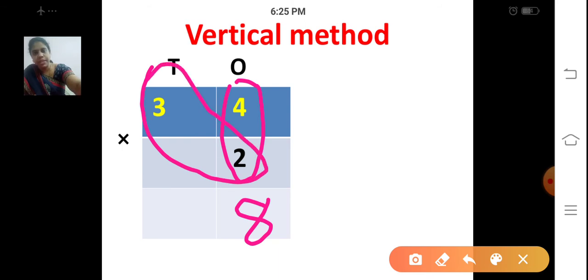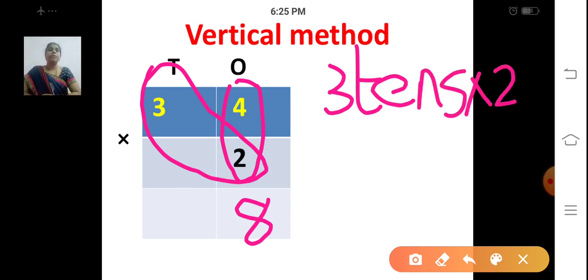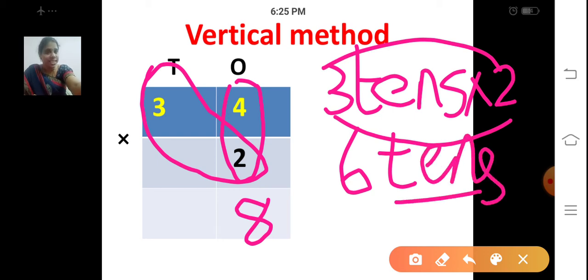What is the meaning? I am going to multiply 3 tens. What is that 3? It is in the tens place, right? 3 tens into 2. So 3 tens are 30 into 2, right? Or else 3 into 2. 3 2s are 6 tens, right? So where will you write 6? It is in the tens place, right? So write 6 in the tens place.